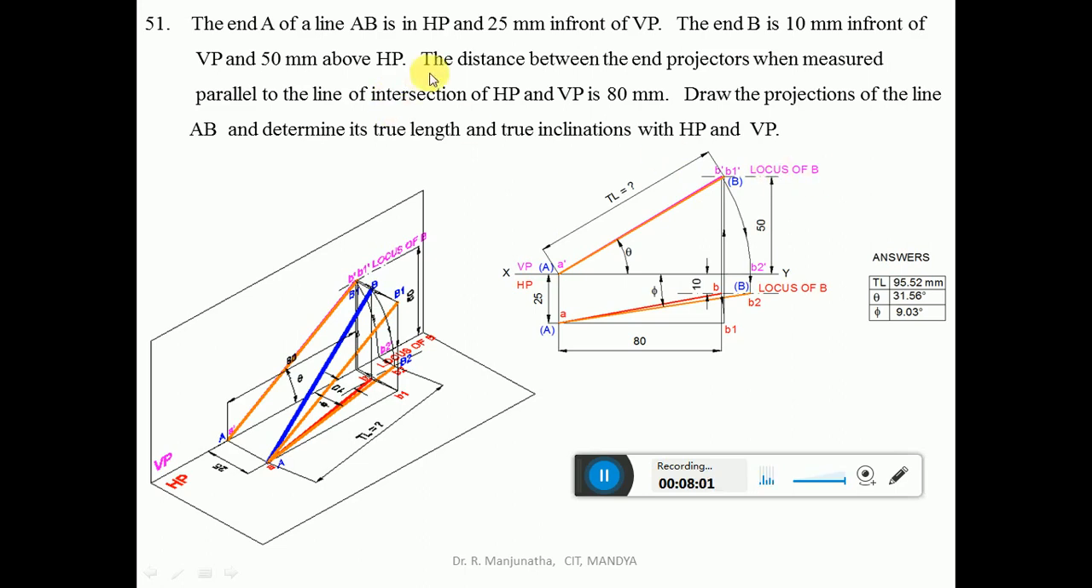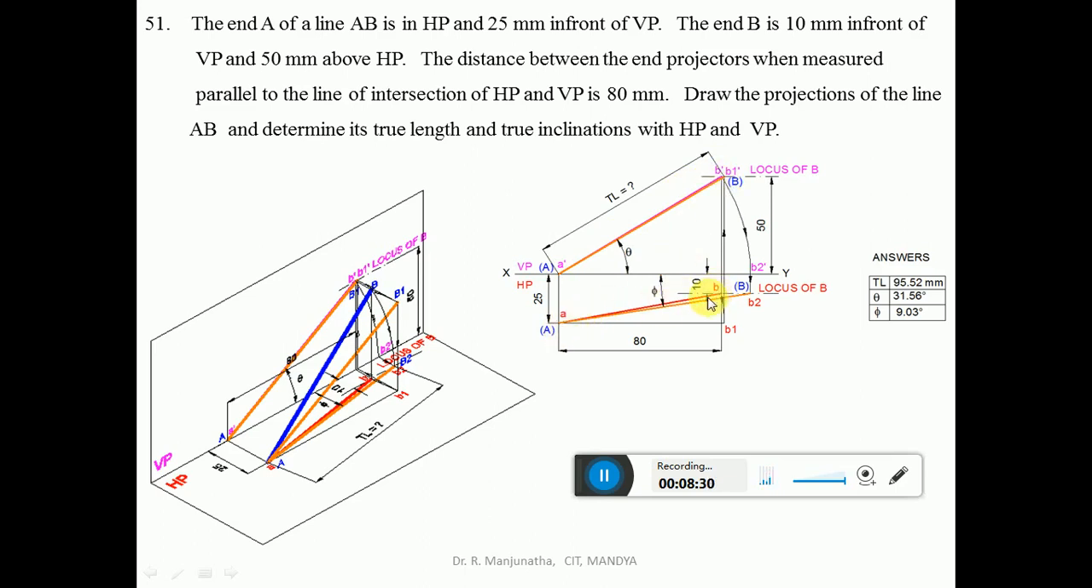Then he says the distance between the end projectors, when measured parallel to the line of intersection of HP and VP, is 80 mm. From A dash, you measure a distance of 80 mm and draw a vertical projector, which will cut both the locus in the front view and in the top view, so that in the front view you get B dash and in the top view you get B. Then join A dash B dash with a dark line and A to B with a dark line.